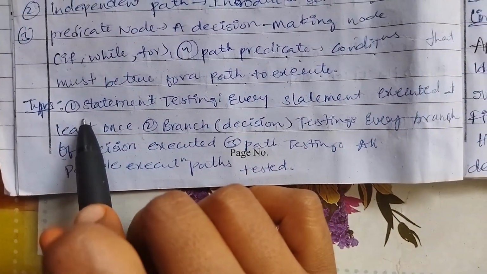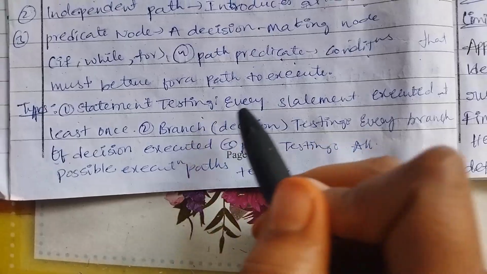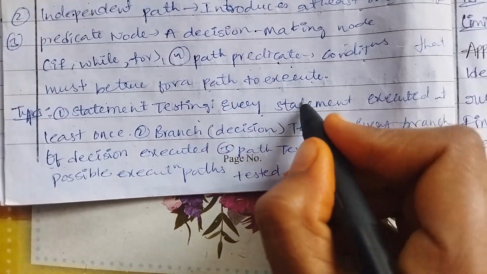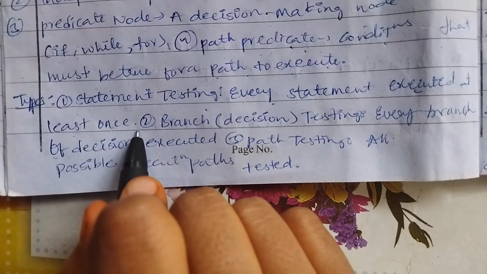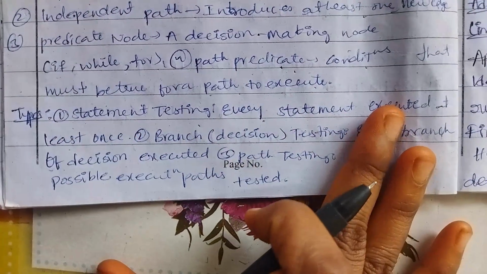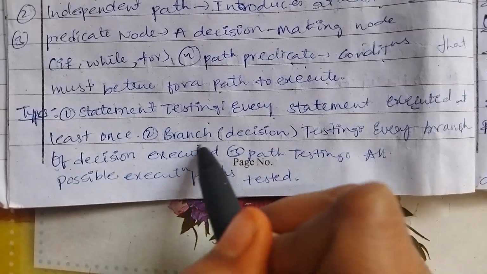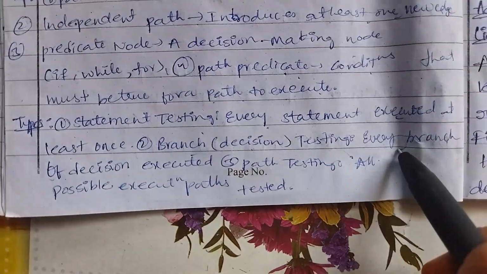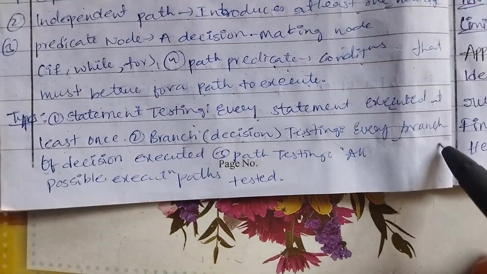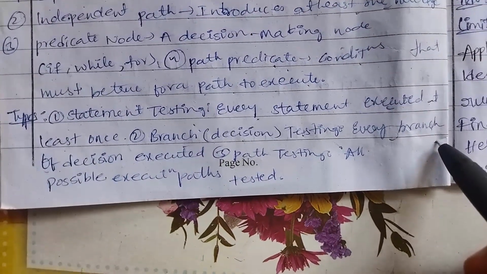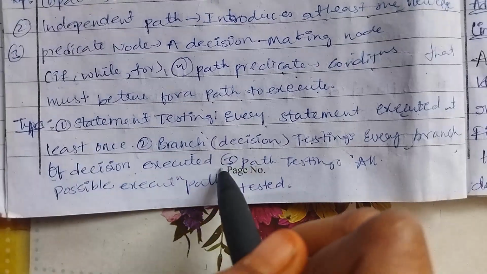We have some types of testing. Statement testing: every statement must be executed at least once. Then we go for branching. For decision testing, we choose this technique: every branch of a decision is executed.